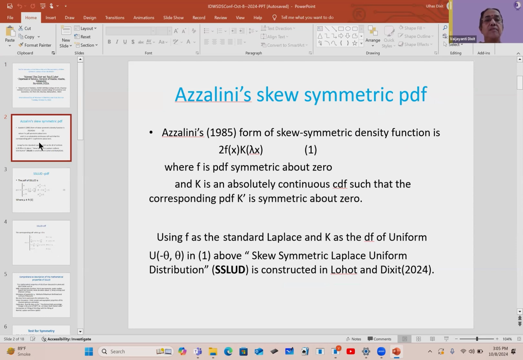This is constructed using Azzalini's idea of 1985. The formula is 2 times f(x) K(lambda x), where f is a PDF symmetric about 0 and K is an absolutely continuous CDF such that the corresponding PDF K' is symmetric about 0. Now, using F as the standard Laplace and K as the distribution function of the uniform over minus theta to plus theta in this formula number 1, we construct the skew-symmetric Laplace uniform distribution, studied in this paper, Lohot and Dixit 24. It is sent for possible publication. Henceforth, I will be referring to this distribution as SSLUD.